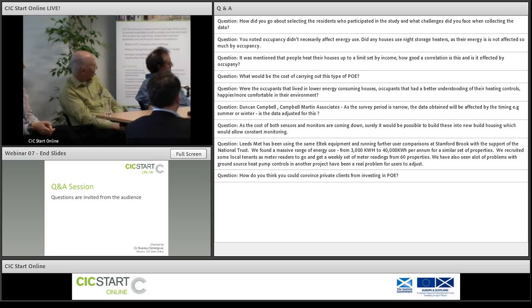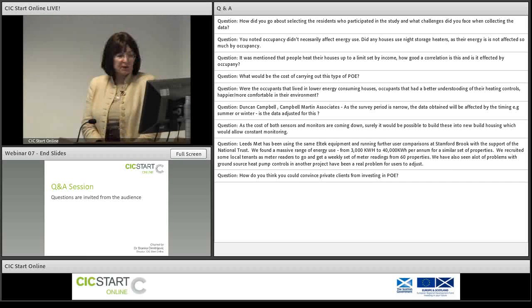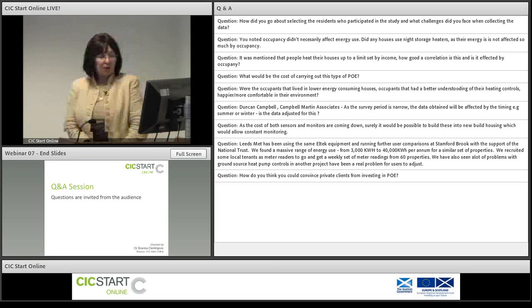Yes. A question from Ruth Dwyer. What level of CO2 is the benchmark for healthy air quality, and what was the equipment you used to measure this?